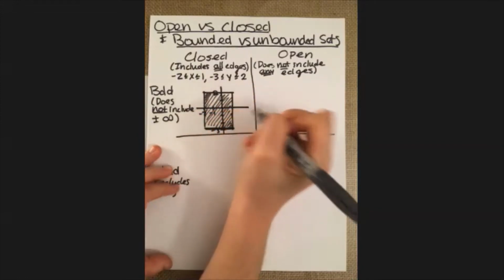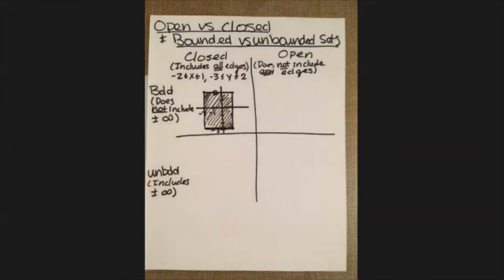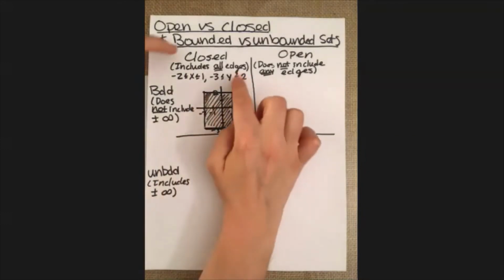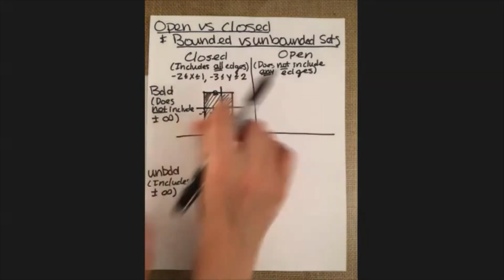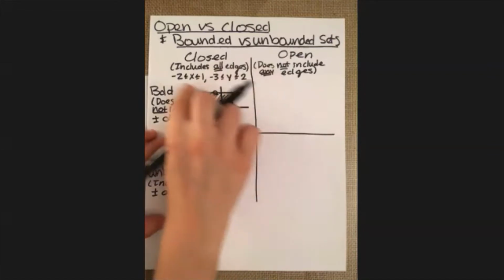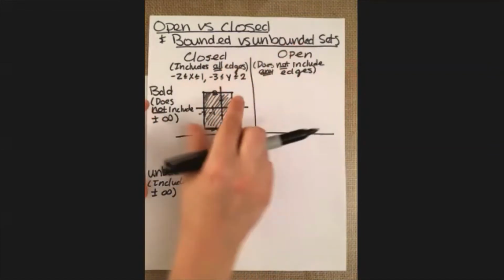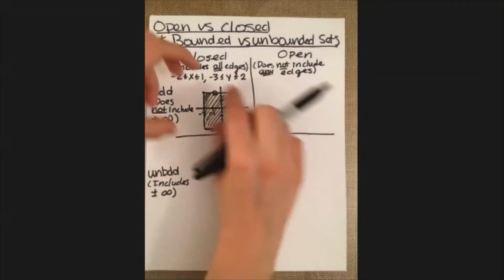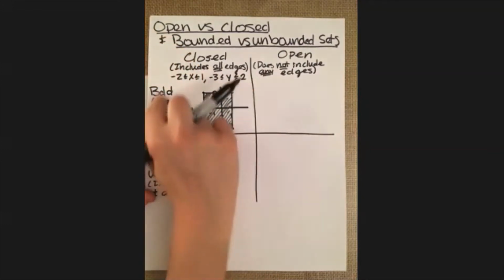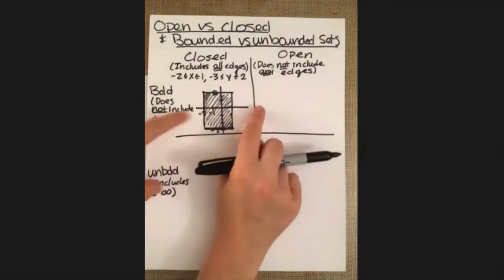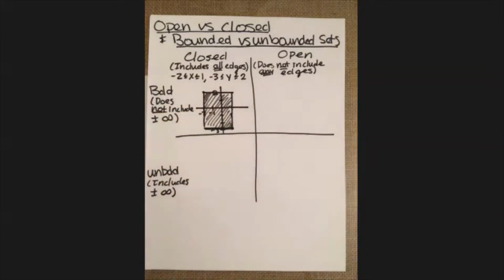Okay, and there's two really key features of this that make it closed and bounded. The fact that it has all of its edges in it, as denoted by the equal signs or the solid lines around it, means that it's closed. And the fact that it is really well contained inside of a specific shape means that it is bounded and isn't going to include any sort of positive or negative infinity. Okay.